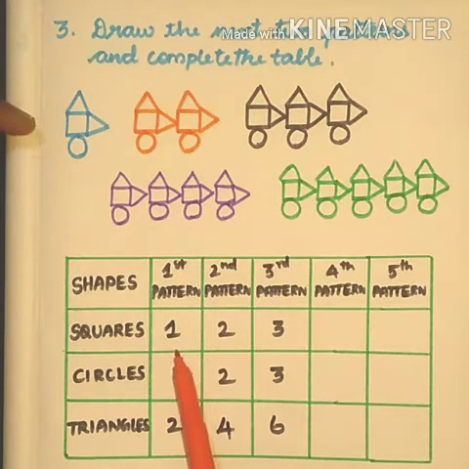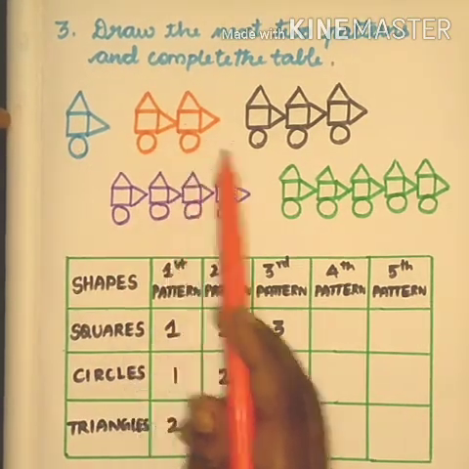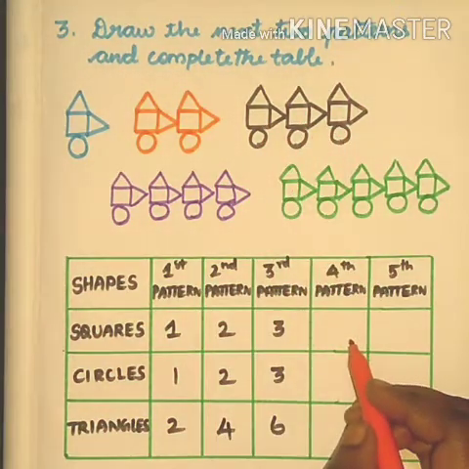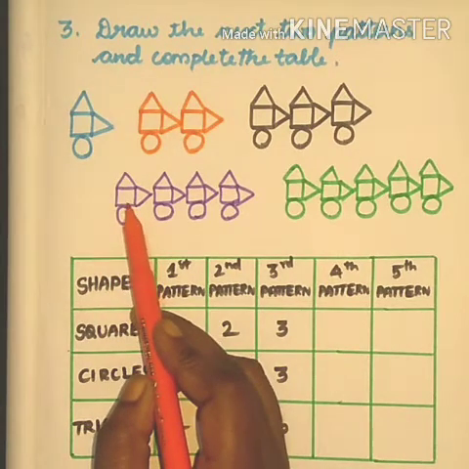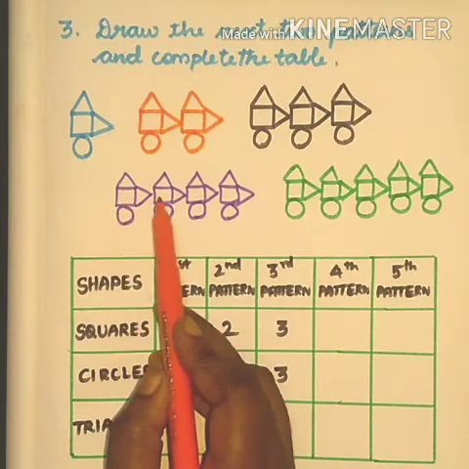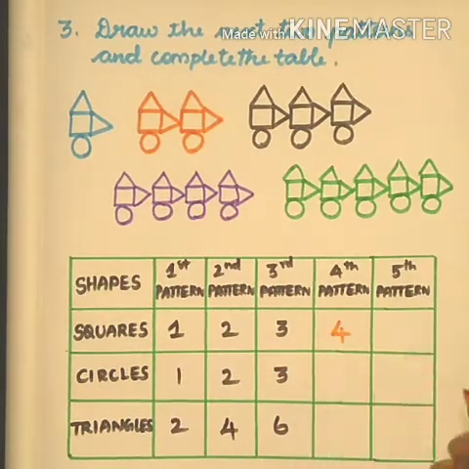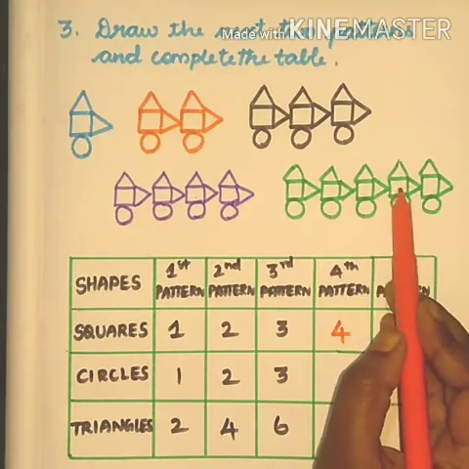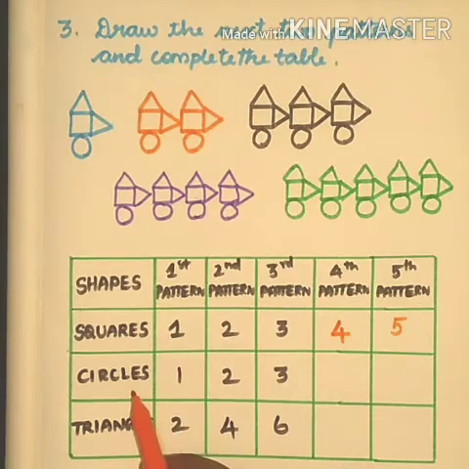See, in the first pattern only 1 square is there. In the second pattern 2 squares. In the third pattern 3 squares. Now you are going to find the fourth pattern. See how many squares are there? 1, 2, 3, 4. So 4 squares. In the fifth pattern 1, 2, 3, 4, 5. 5 squares are there.